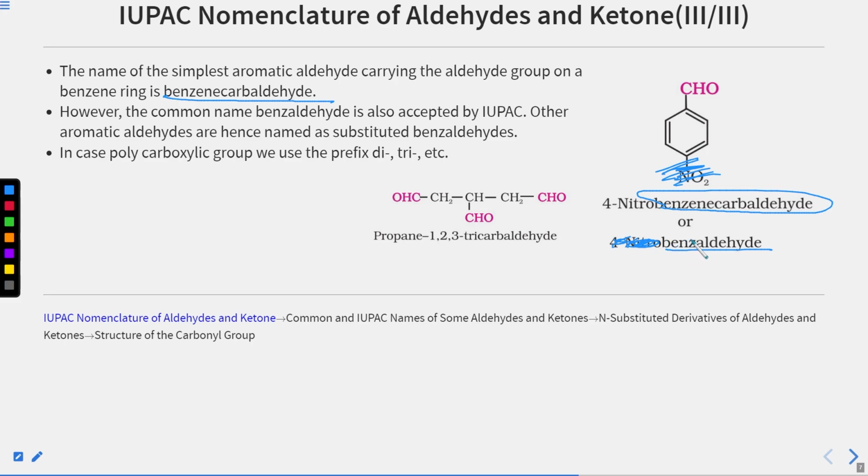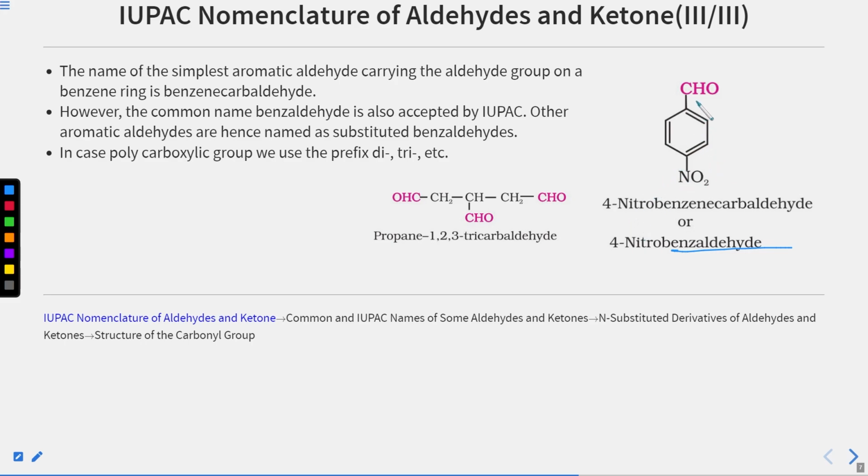You must have seen this in a different compound. Say we have this kind of CH2Cl. We would not call it chlorobenzene; we'll name it benzyl chloride. So similar to that, we have this benzyl aldehyde. Okay. Now what will happen if we have a substituent here?